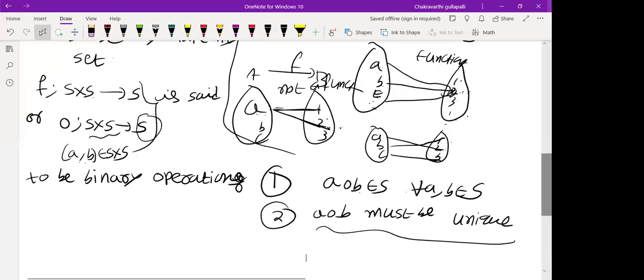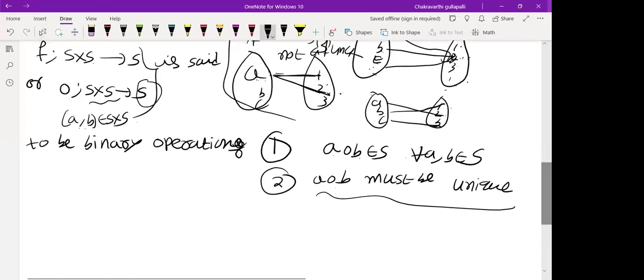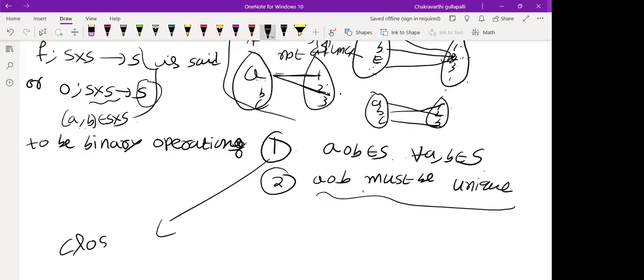Generally, students don't state this. So if you say it is a function, then you need not define the second condition. If I say it's a map from S cross S to S, then two conditions are a must. Sometimes this map may not be satisfying the second condition. So if it satisfies the first one, this axiom, A circle B belongs to S for all A, B belonging to S, this is what is called the closure axiom.